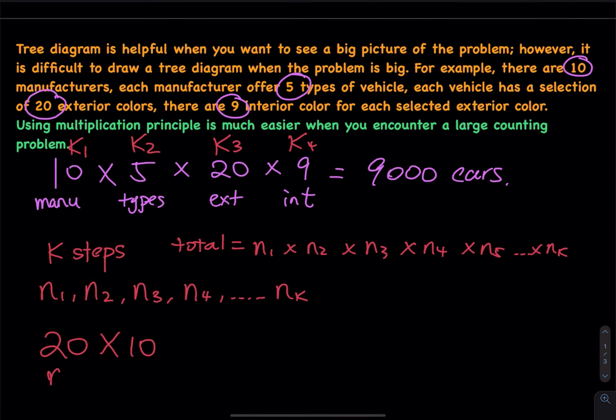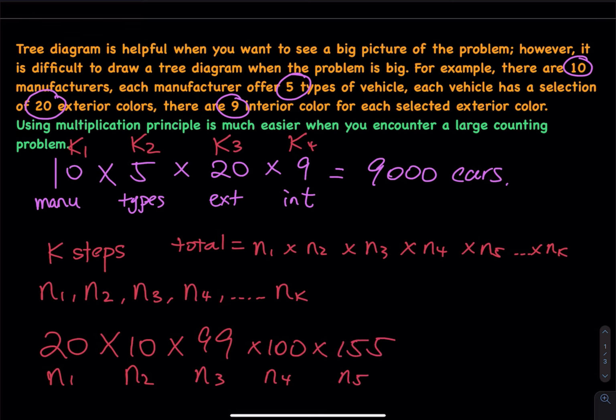So n1, you have 20 selections, and then the second step, you have 10 selections, and then the third step, you have 99 selections, and then the fourth step, you have 100 selections, and then the fifth step, you have 155 selections. So what is the total? The total is, just multiply them. So you take 20 times 10 times 99 times 100 times 155. Yes, that's the multiplication principle, just multiply all of them. And whatever the answer equals to, that is the total.